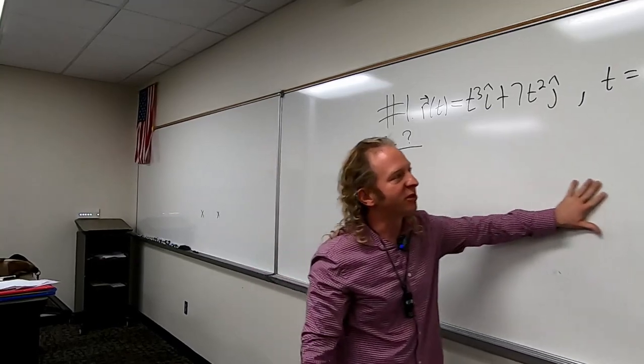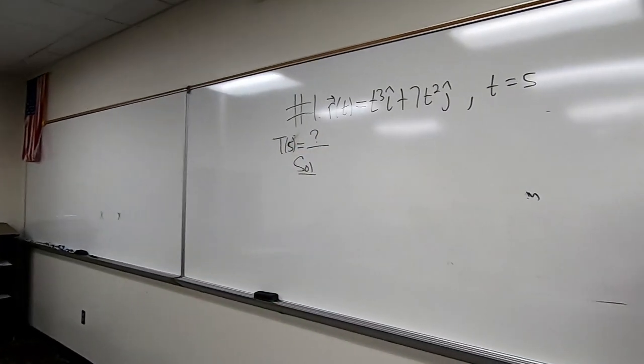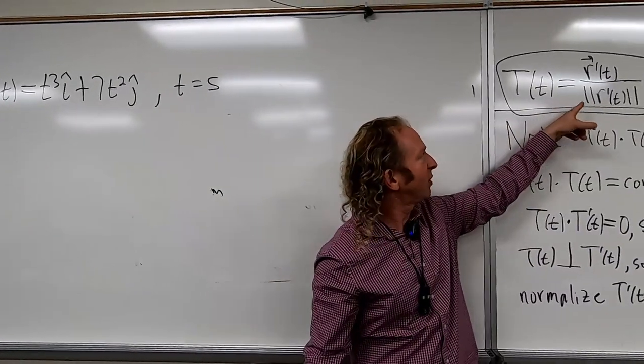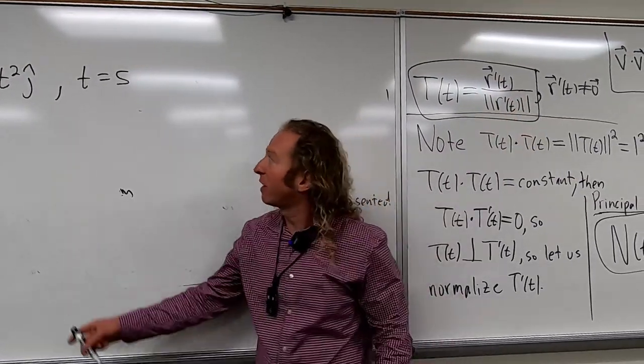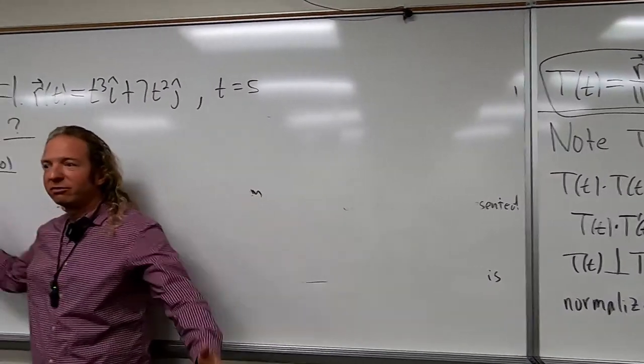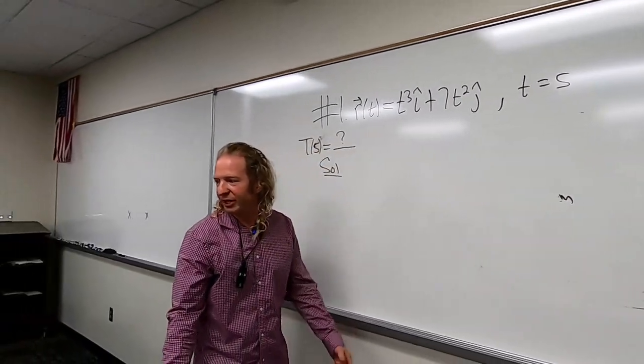So I guess we have to use this formula here. Oh, it's still on the board. How convenient, right? So basically, we have to take the derivative of r and divide by the magnitude. And then we just plug in 5, and we're good to go. That's all we have to do. So it's not so bad.